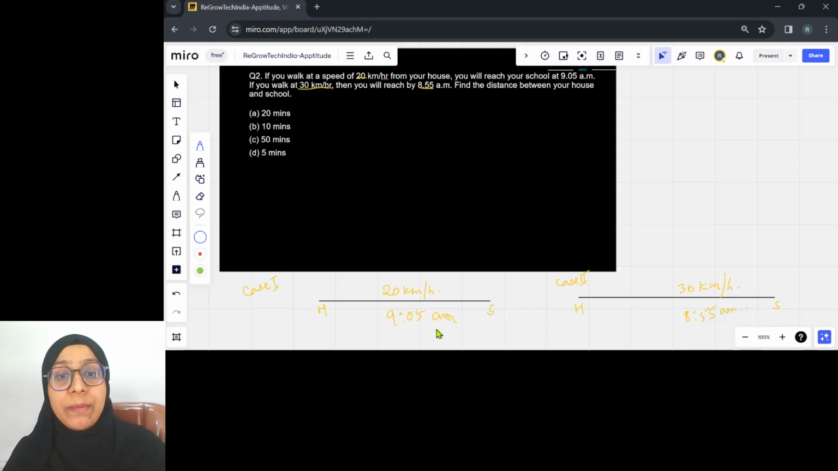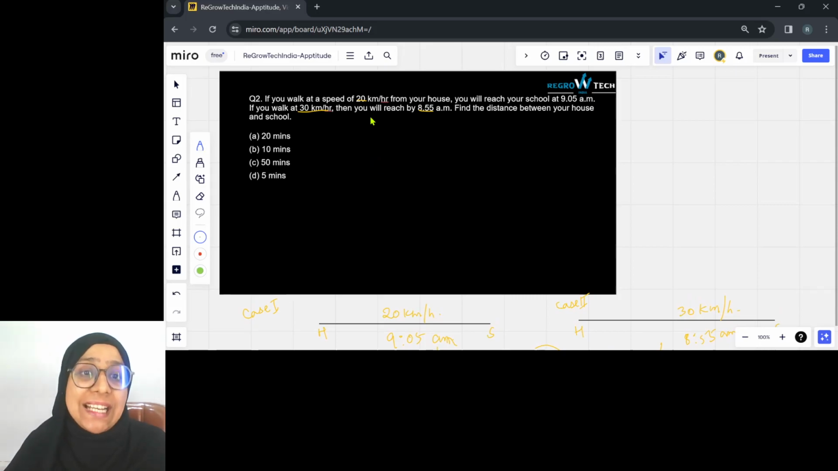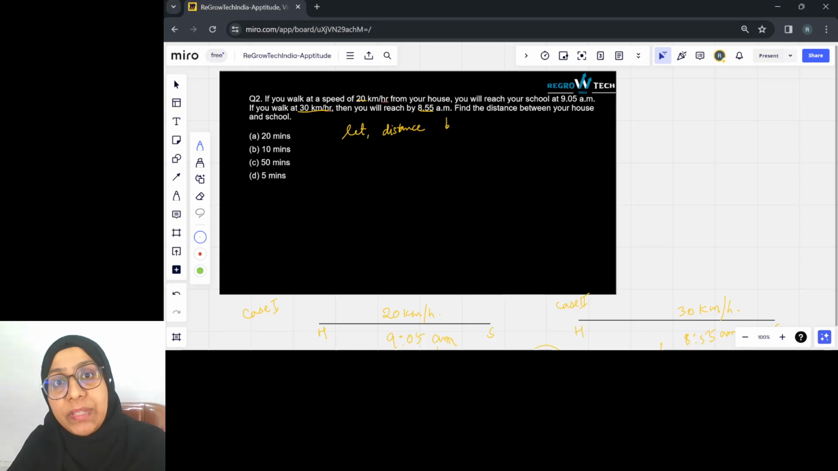Right? So if you think about it, the difference in time is simply 10 minutes. And that is what we need to work on. Okay. So here, our important point is the difference in time is 10 minutes. We have said that the distance is going to be constant, which is, let us assume, let distance be d. Okay. Now, in order to calculate, time is distance by speed.